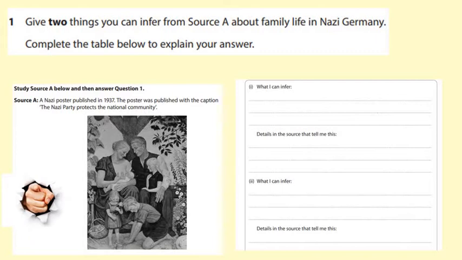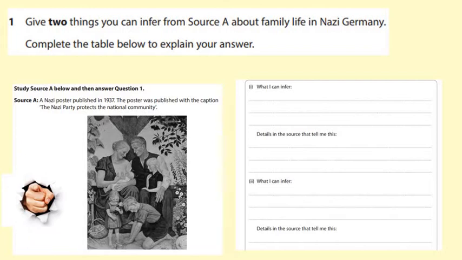Now, just to highlight to you that when you answered this question, you should have underlined or highlighted the words family life in Nazi Germany, and the 2 inferences that you've made and the detail you've picked out of the source to support your inferences must be to do with family life in Nazi Germany. So the picture shows you an idyllic Nazi family, the woman taking the role of mother and the man looking like a worker providing for his family.